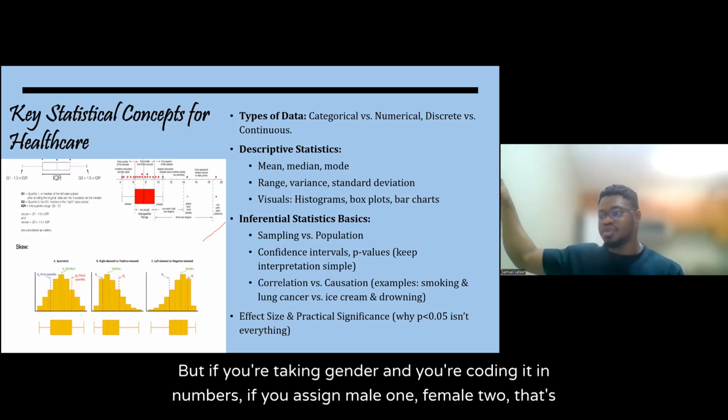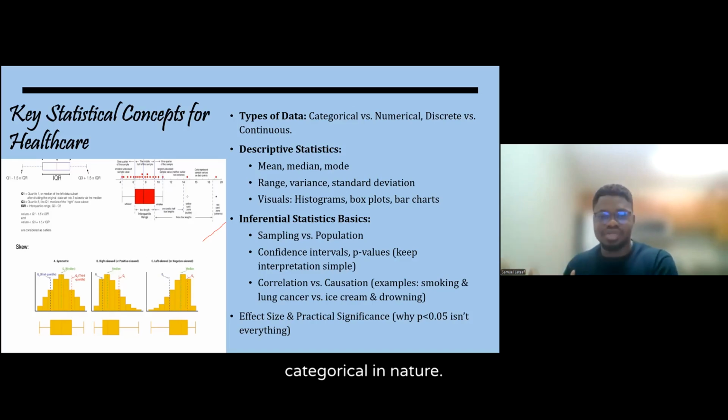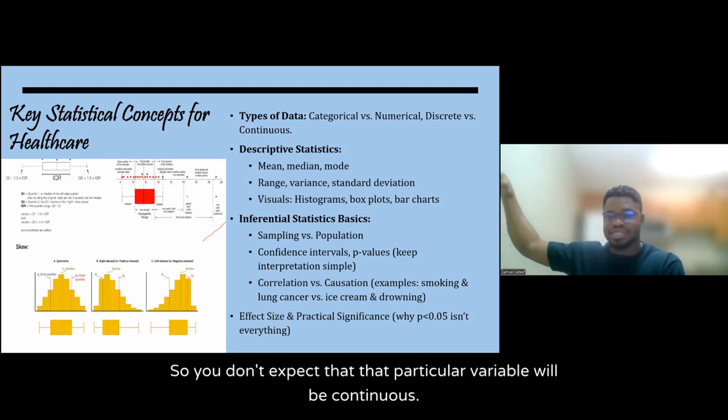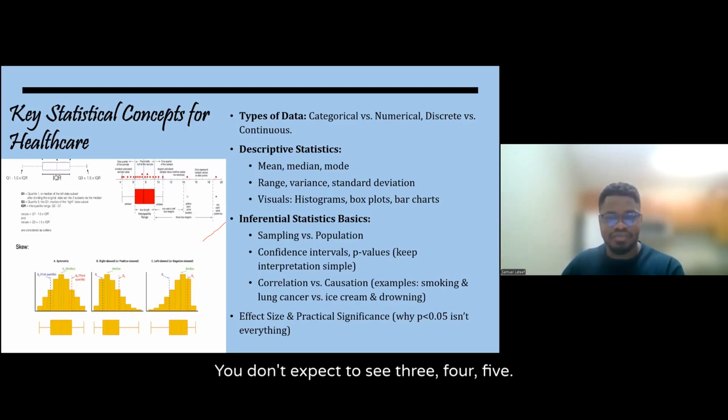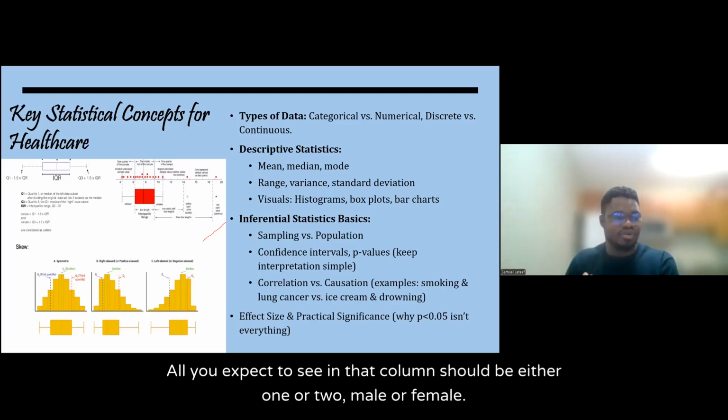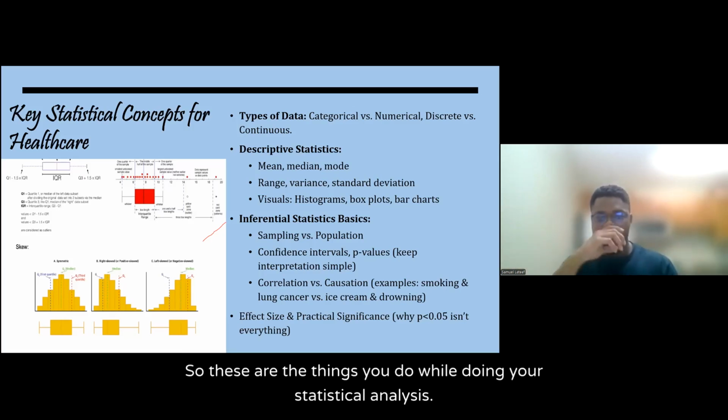But if you're taking gender and coding it in numbers, if you assign male 1, female 2, that's categorical in nature. So you don't expect that particular variable to be continuous. You don't expect to see 3, 4, 5. All you expect to see in that column should be either 1 or 2, male or female. So these are the things you do while doing your statistical analysis.